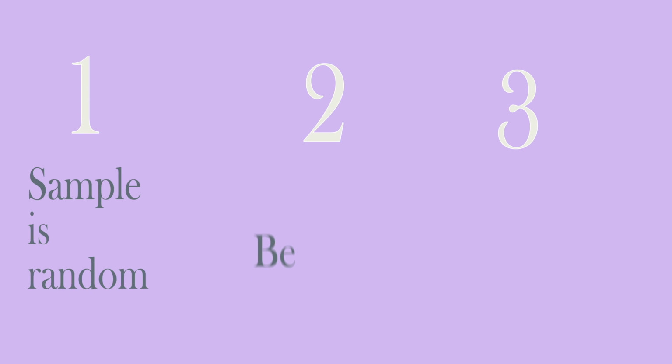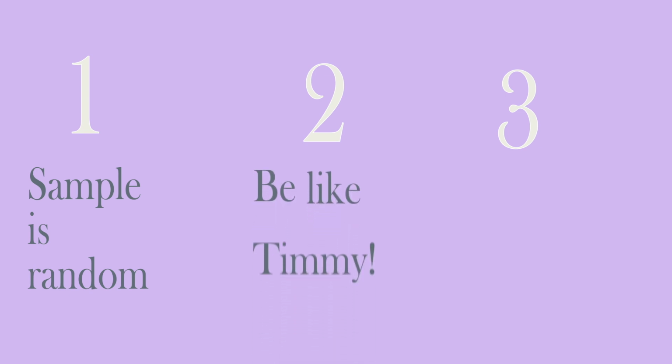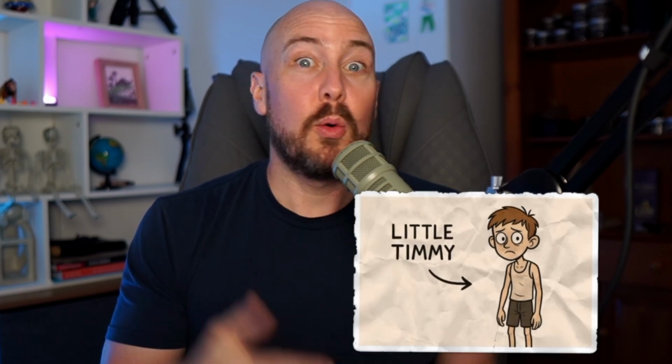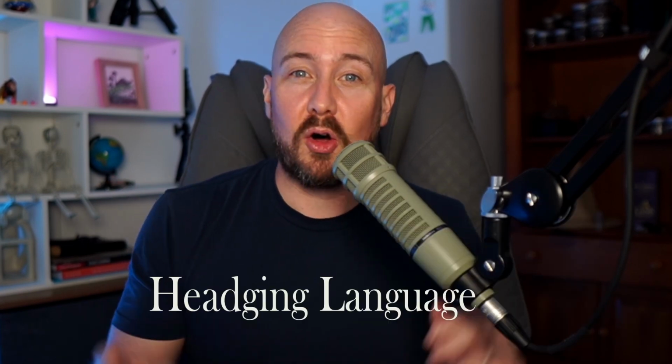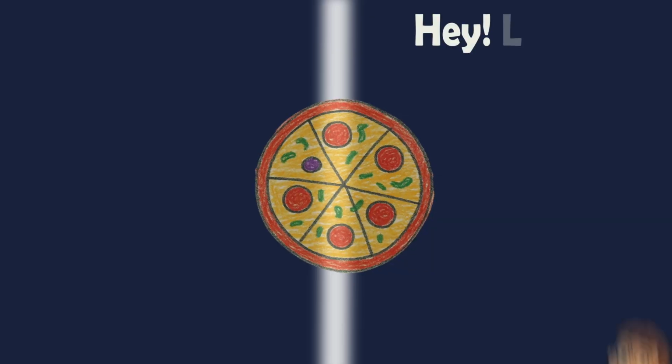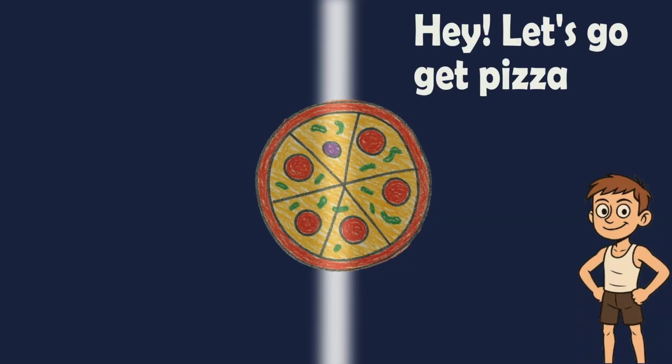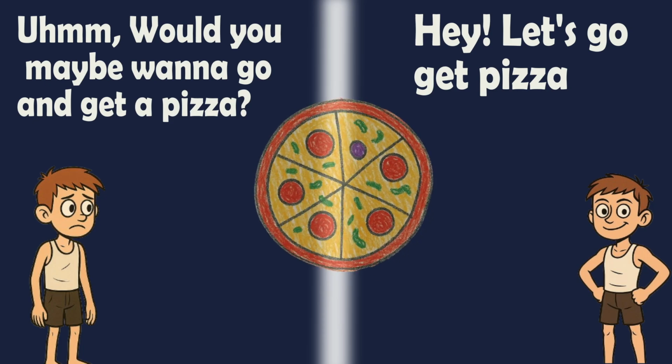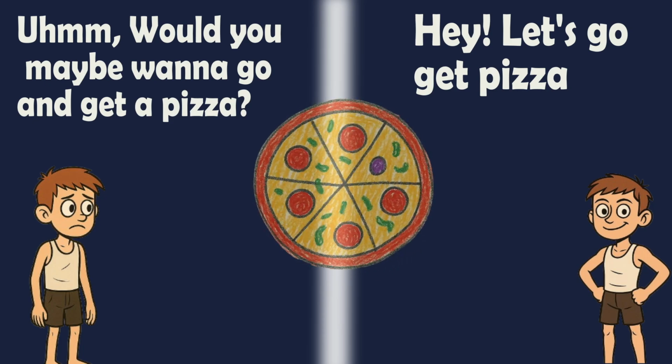Number two, we want to focus on trying to be like little Timmy here. Now, Timmy is very shy, very meek, and he's not very sure of himself. Whenever he says something, he uses what we call hedging language. Rather than say something like, hey, let's go get pizza, he would say, would you maybe want to go and get a pizza? See the difference? You need to try and answer like little Timmy.